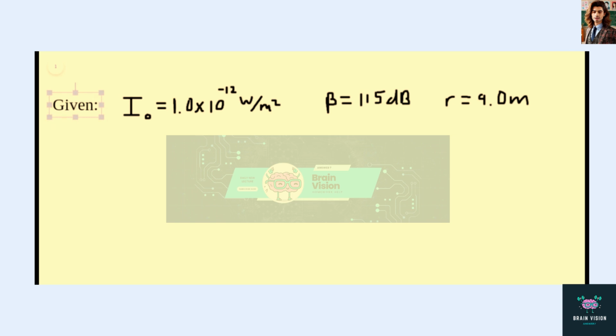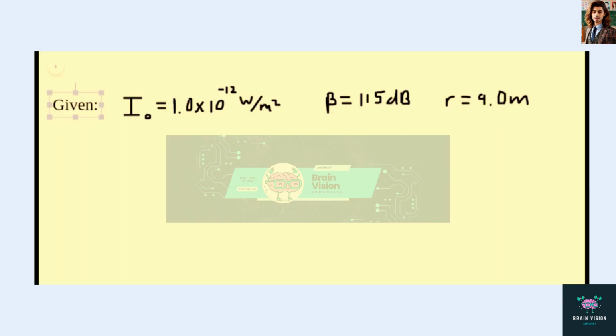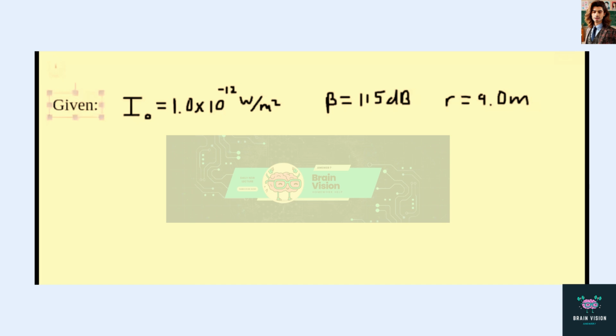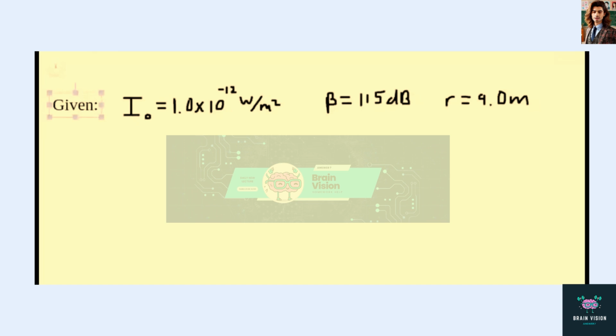What is the acoustic power output in watts of the speaker, assuming it radiates equally in all directions? I wrote down what we were given here. We're given that the decibel output beta is 115 decibels, right? We're also told that the distance away, which I write as R, is 9 meters.